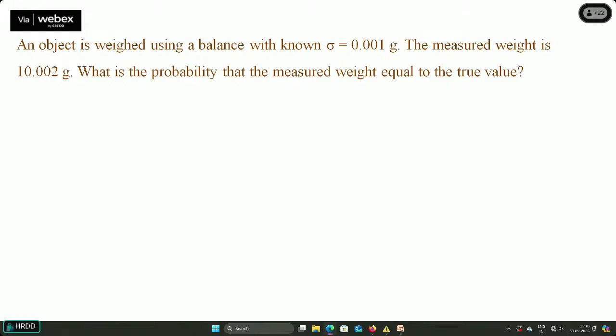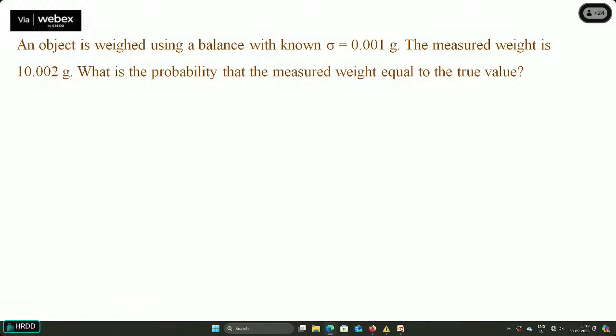Mu is the true value. What is the probability that the measured value equals the true value? So 10.002 equals the true value, that is the mu. To calculate Z, we need X minus mu. Here, X minus mu is 0.